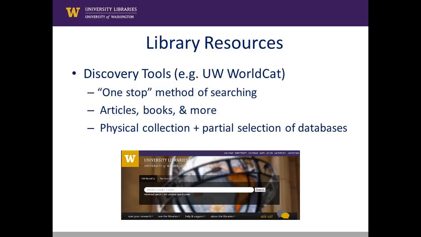The UW Library search box combines the traditional library's catalog with a partial selection of database content. While it doesn't cover all of our articles and databases, it does cover several, plus ebooks and our physical collections.